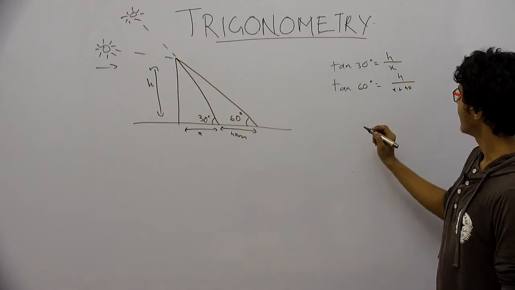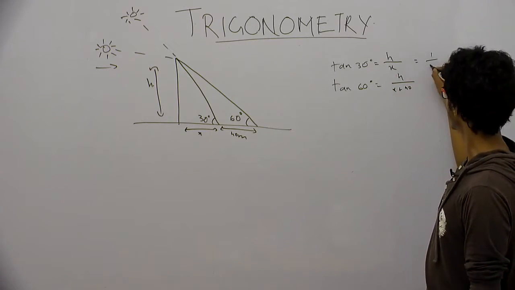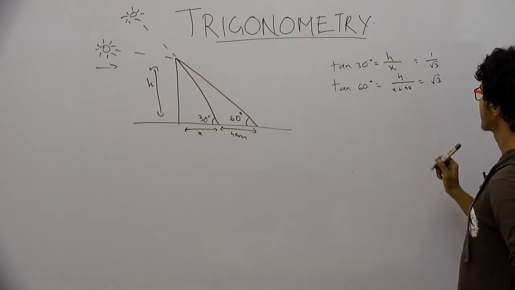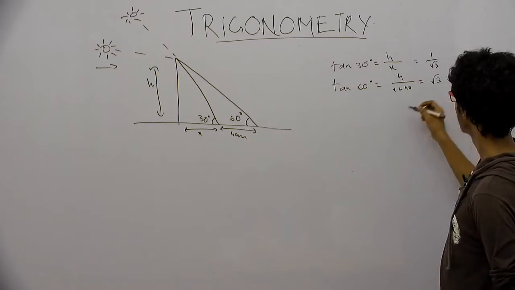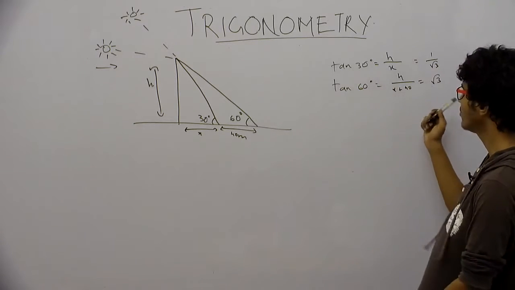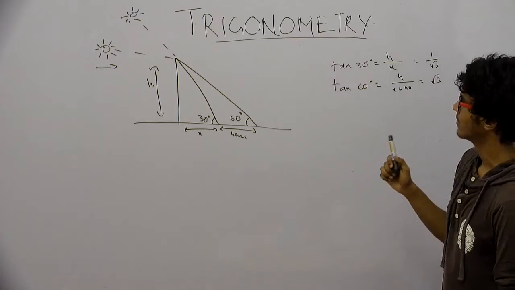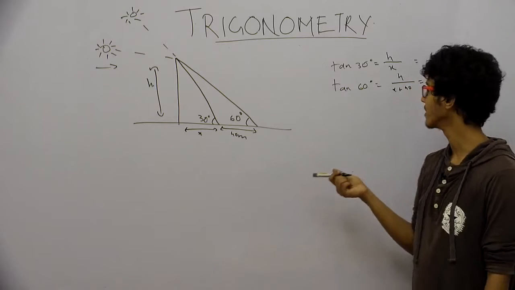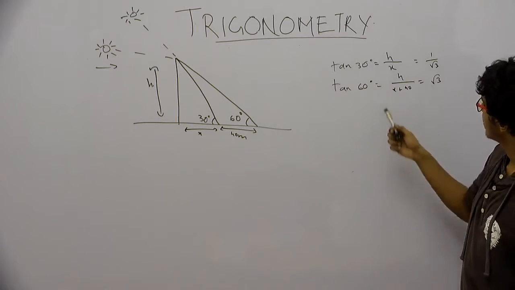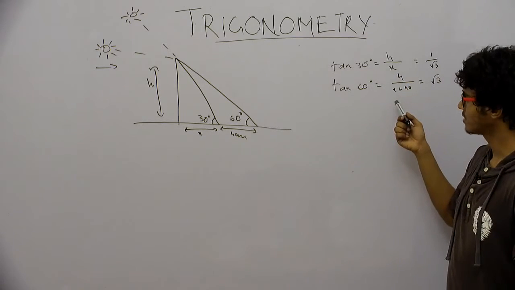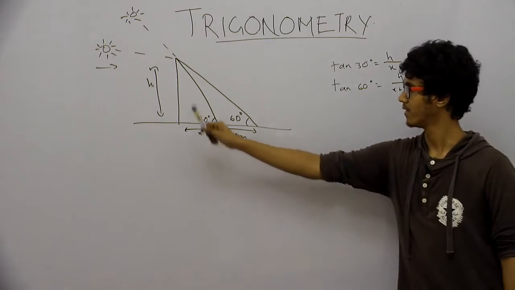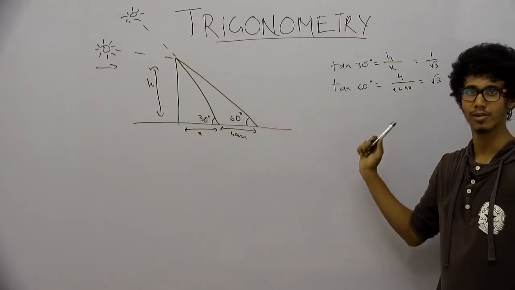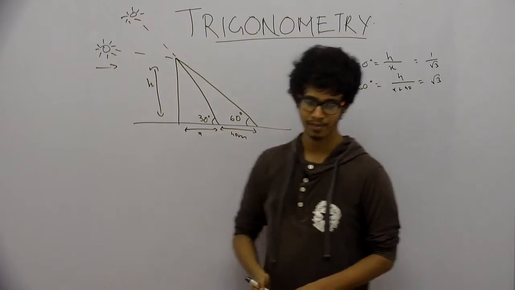We substitute the values. This is equal to 1 by root 3, this is equal to root 3. We solve for h and x. If you solve, you will get the answer. The wording of the problem and the understanding of the concepts is what is important here. So this is how we will solve for x and h. We can get x as well as h, but we don't need x, so we can directly get the height of the tower using this approach.